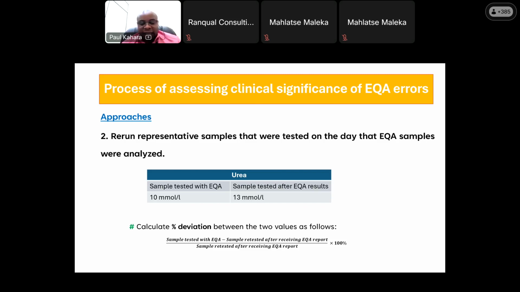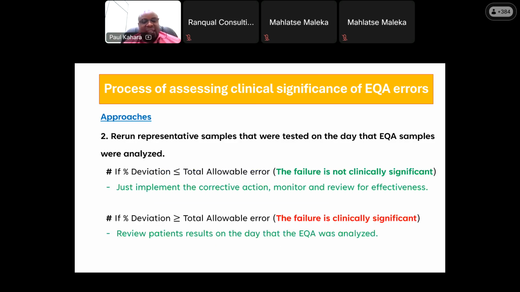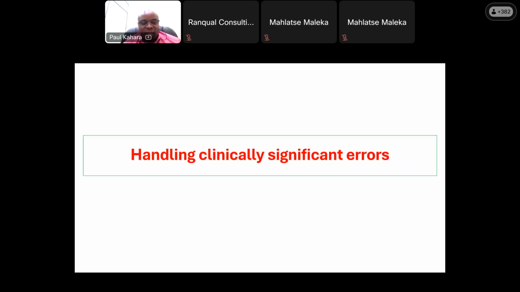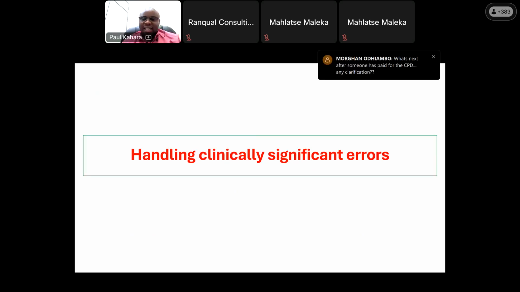You want to ask yourself, is 13 and 10 clinically different? Are those two values clinically different? And so what you do, you calculate your percentage deviation between the two values. And once again, you compare that with the total allowable error. And so those are the two approaches that you can use for EQA or assessing errors that are recognized from EQA results.